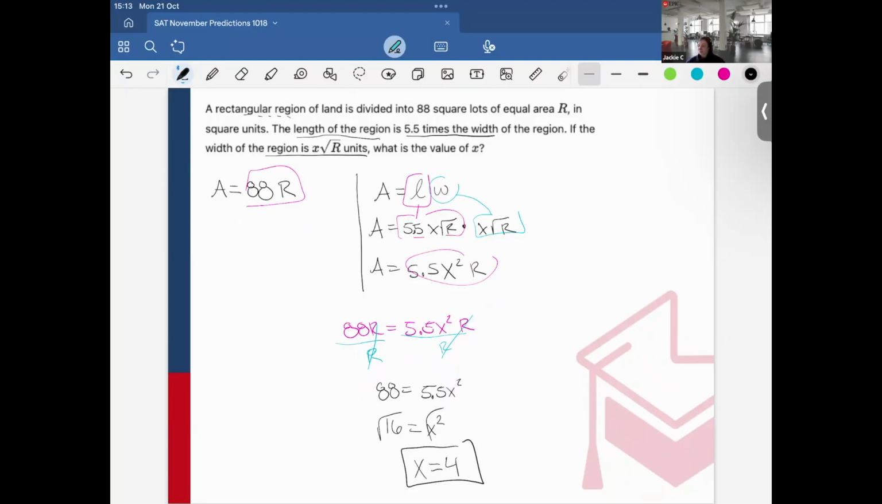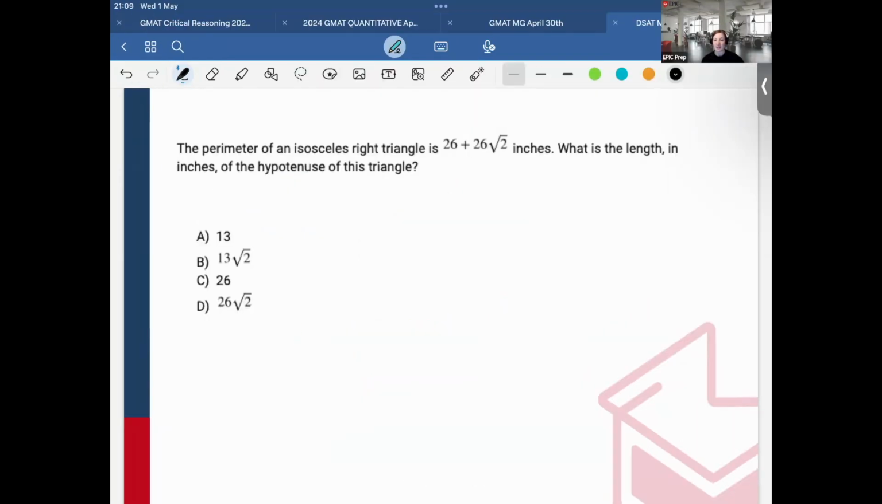Wasn't that so amazing? Okay, so this one says the perimeter of an isosceles right triangle is 26 plus 26 root 2 inches. What is the length in inches of the hypotenuse of this triangle? Okay, so first things first, we need to know the 45, 45, 90 triangle. This is given to you on the reference sheet of the exam, but you should know it anyway. So it's x, x, x root 2. Okay, I'm told the perimeter, so I can sum these side proportions and get 2x plus x root 2 is equal to 26 plus 26 root 2.